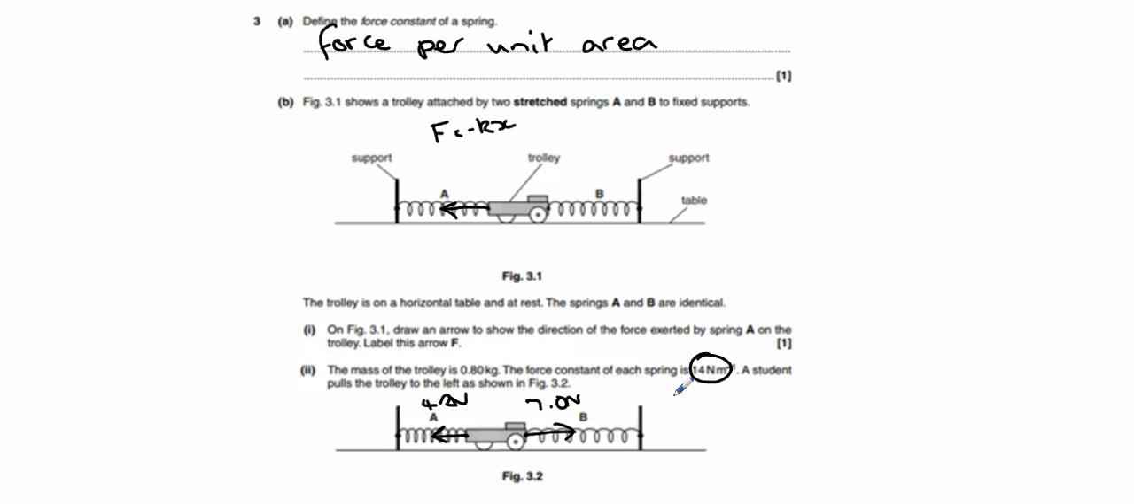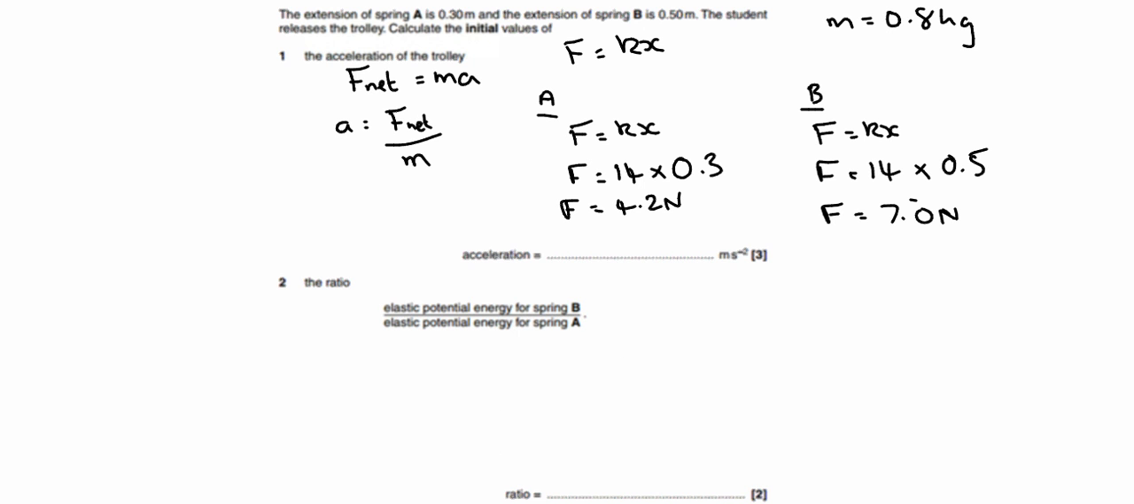So it does make sense that spring B should have a bigger force if the trolley's moved to the left. What's the net force going to be? Because that's what we need. F net, the net force, is going to be 7 minus 4.2, which is 2.8 newtons, and that's going to be to the right because that's the bigger force. So we can now go back to our equation. Acceleration is the net force, 2.8 newtons, divided by the mass, which is 0.8 kilograms. Sorry, not 0.08, 0.8 kilograms. If you plug that into your calculator, you'll get an acceleration of 3.5 meters per second squared.